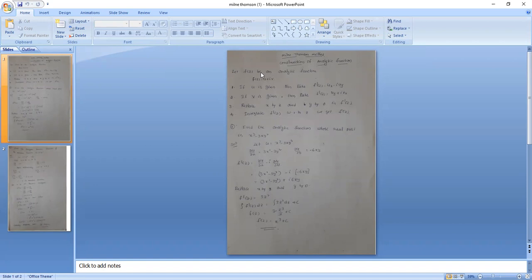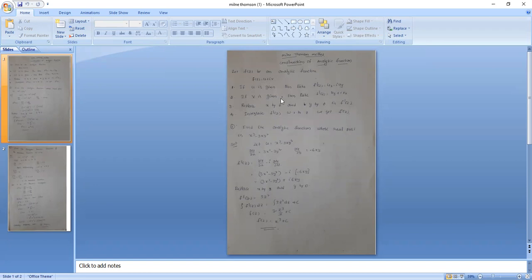Generally, we denote our function as: let f of z be an analytic function. We denote f of z as u plus iv. Suppose here u is the real part, v is the imaginary part. If u is given, then take the f dash z value as u suffix x. u suffix x means what? Dou u by dou x minus i into u suffix y, that means dou u by dou y.